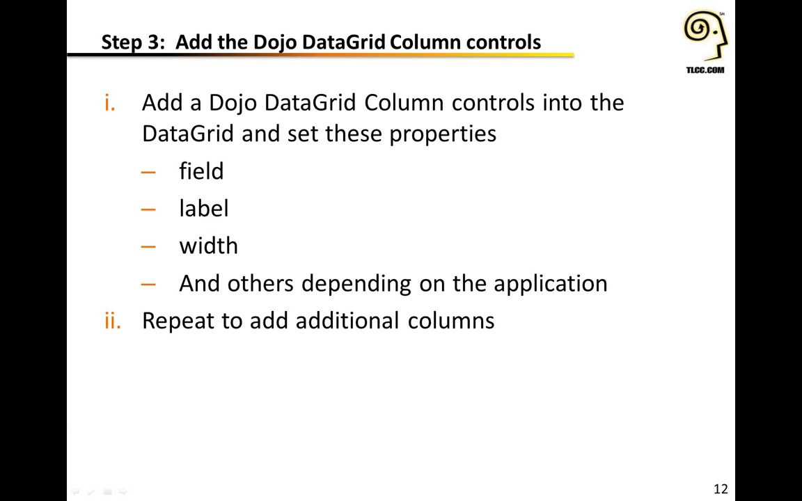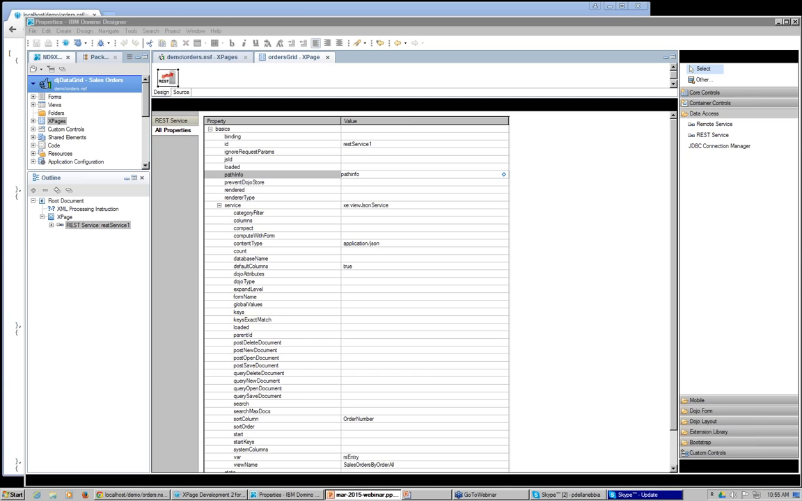Actually, one more slide. Step 3 is once you've added your Dojo Data Grid, into that you're going to add Dojo DataGrid Column controls. You're going to set the field in your REST service, they're referred to as fields. You're going to set in your domino view data source, that's the columns as the column names, actually the programmable column names. So you're going to set the field, the label, what you want to see in your column heading, and probably the width for those columns as well. And you're going to repeat that for each additional column.